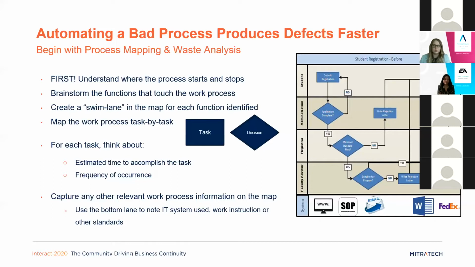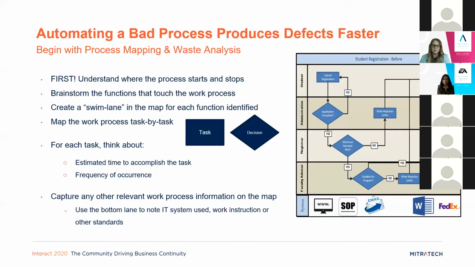So the first thing we do is we have to understand where the process starts and stops first, right? Every process has got a trigger that wakes it up and makes it happen, and every process has got a final deliverable that the customer consumes, right? So once we understand those scope boundaries, then we can start figuring out, okay, who works the process, and who do we need to invite to the session, right? Once we do that, we kick off the swim lane by just brainstorming the functions that touch it, right?